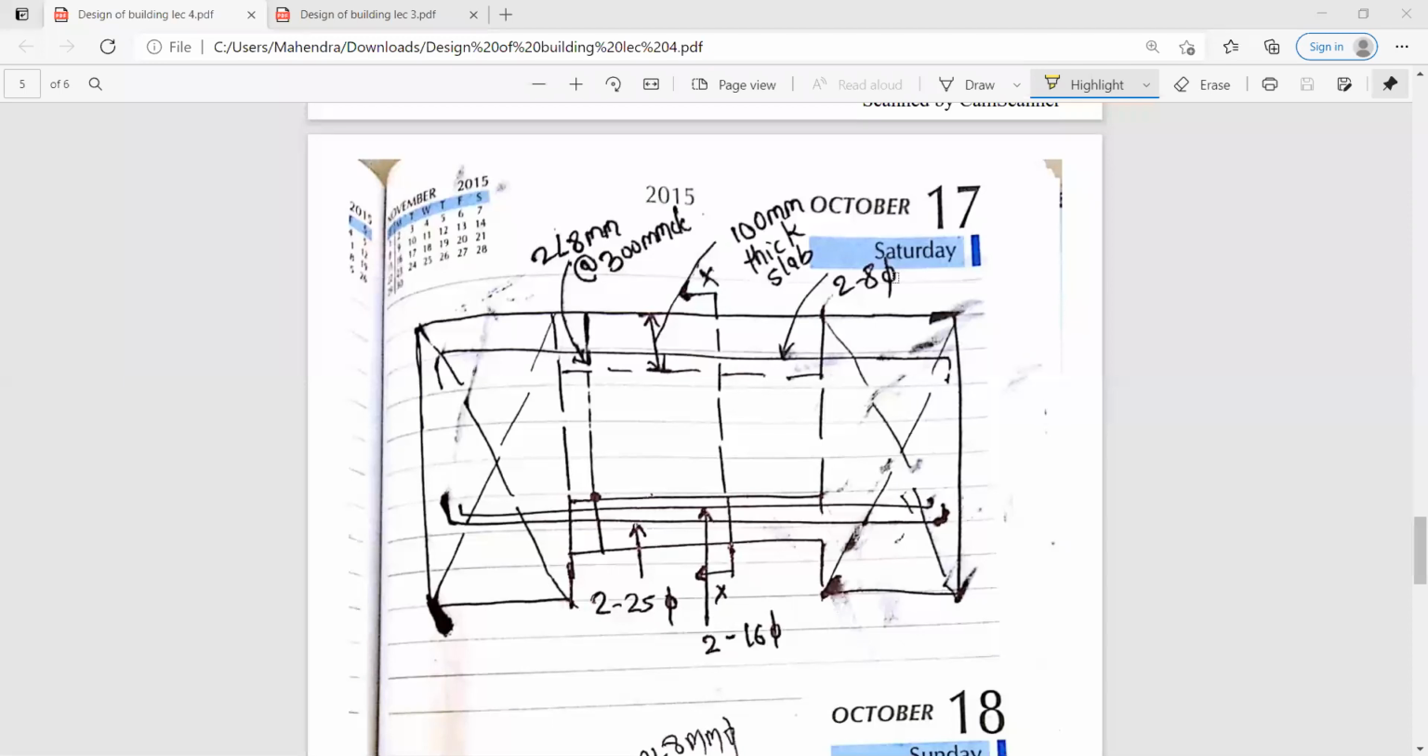Up till now, in the previous papers, mostly the beam and the slab design has been asked in your exams. But if you want, I will take one column design problem also for you.